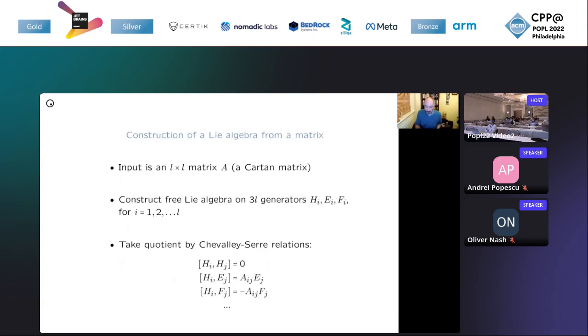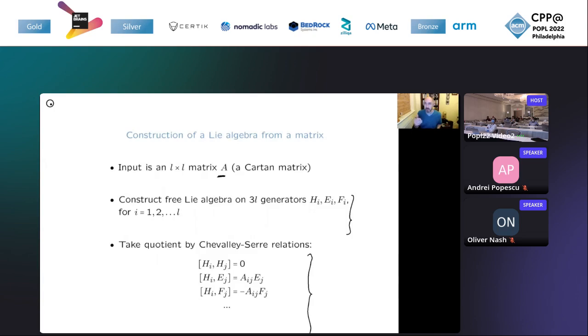You have your matrix A. We saw an example just a moment ago. You construct what's called the free Lie algebra. So we're going to do the Lie algebra equivalent of constructing a group with generators and relations. So we start by constructing this free Lie algebra, and this is this giant infinite dimensional Lie algebra. And then we take a quotient by a bunch of relations that Chevalley and Serre worked out in the 50s or 60s. And for appropriate matrices, that quotient will give us a finite-dimensional simple Lie algebra.